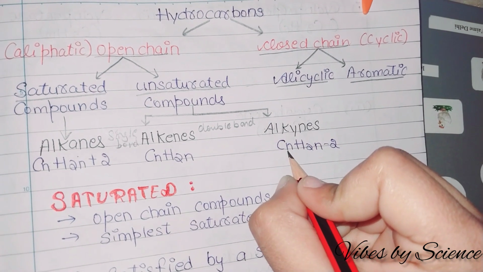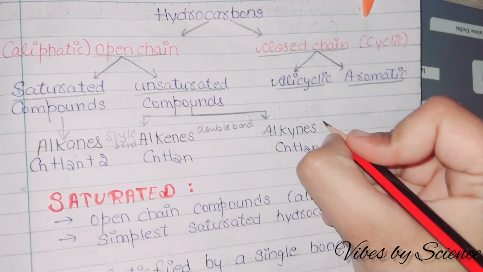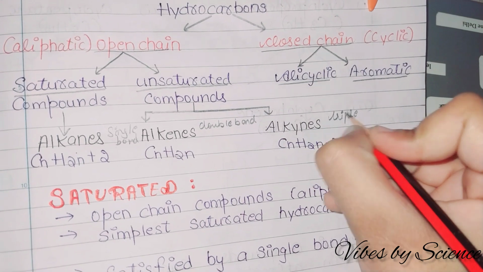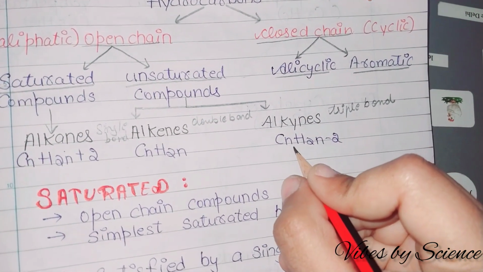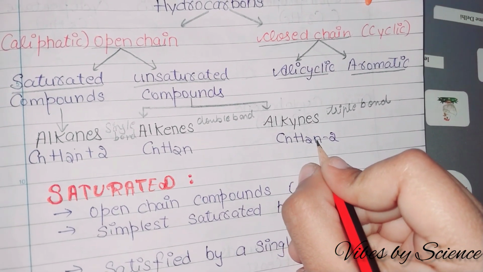Alkynes are those which have a triple bond. These are triple bonded compounds, and their general formula is CnH2n-2.